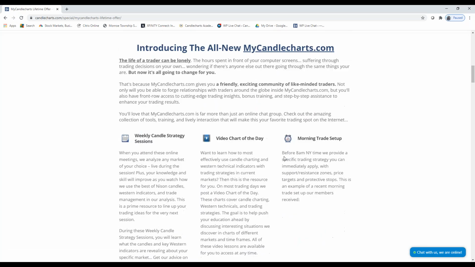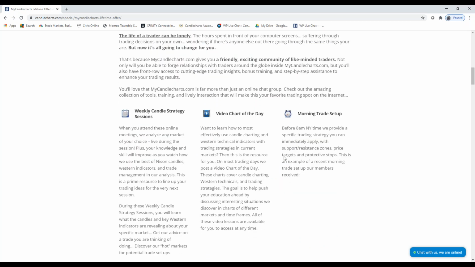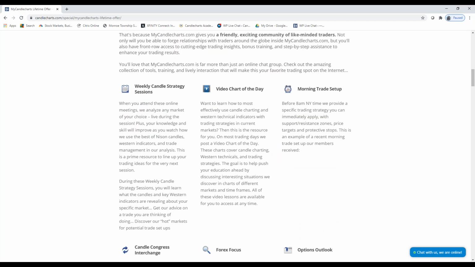So let me go through real fast. I know Steve already went through some of these, but here are some of the ideas, concepts, events that happen inside of my candle charts. This is a daily, ongoing educational site to provide guidance for you in these markets. Steve already mentioned the strategy sessions. Those happen twice a week where the members get to request a market of their choice to be analyzed. Chart of the day, this is an educational piece where each morning there's a video waiting for you when you wake up to be able to watch an educational piece.